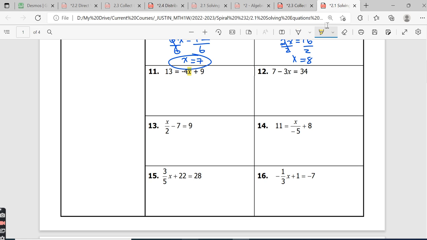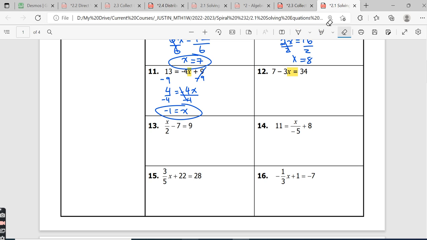So here, identify the variable. Okay, so undo addition and subtraction first. So take away a 9, take away a 9, which gives me, that's gone. So 4 is equal to negative 4x. Divide both sides by negative 4. So x is equal to negative 1. We're done.